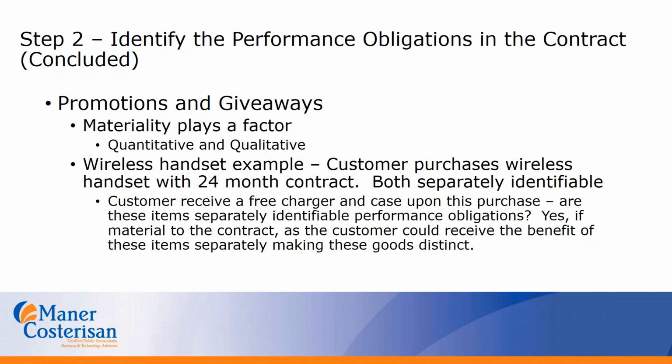As the charger and case are not the primary goods sold, they do represent a promise made by the wireless provider, which the customer expects to receive. The customer could receive the benefit of these items as they are regularly available for sale separately, or could be purchased from another vendor, and these goods are distinct. Therefore, it could be determined by the wireless provider that the charger and case are separate performance obligations. This is true if it is determined that these items are material to the context of the contract. Again, getting back to the fact that you can review for materiality in these instances.